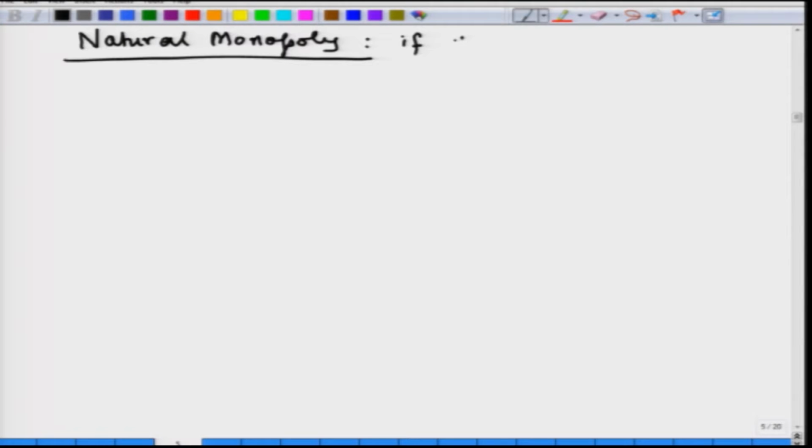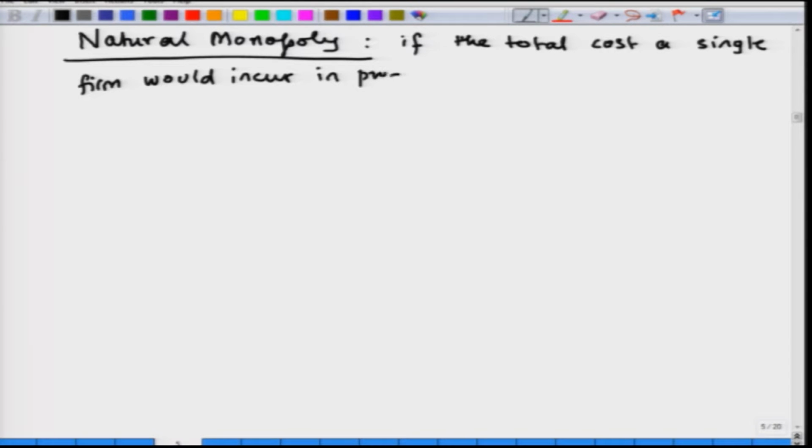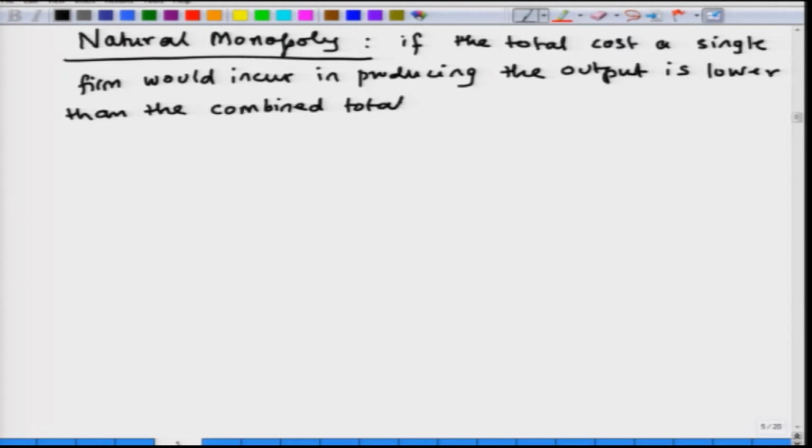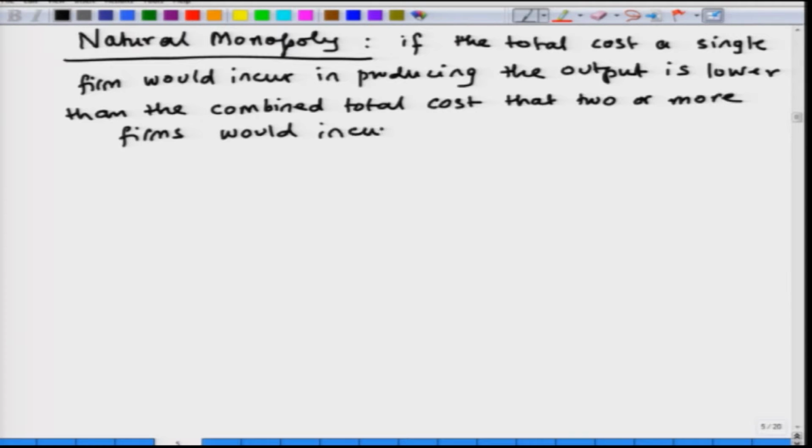A market structure would be a natural monopoly if the total cost a single firm would incur in producing the output is lower than the combined total cost that two or more firms would incur. Okay. So, what does this mean? Let us draw a picture and see whether we can make sense of it.